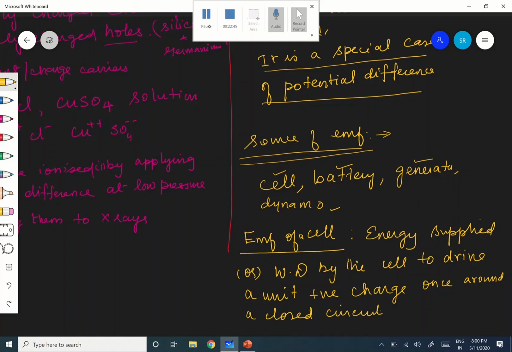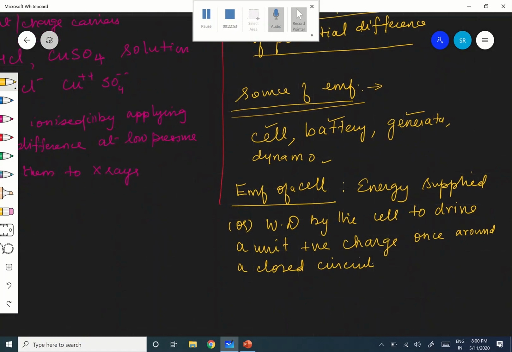Very important. What do you mean by the EMF of a cell? It is nothing but the energy supplied. The cell, battery, generator are the seat of power. They are energy suppliers. EMF is associated only with these things, that is cell, battery, generator, dynamo, whichever supplies energy. Therefore, the EMF of a cell, battery or generator is the energy supplied or work done by the cell to drive a unit positive charge once around a closed circuit.